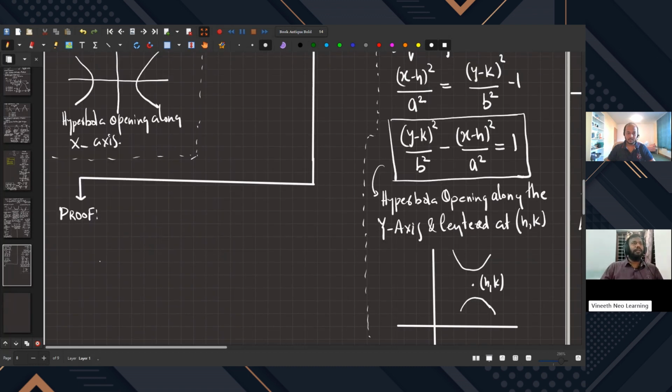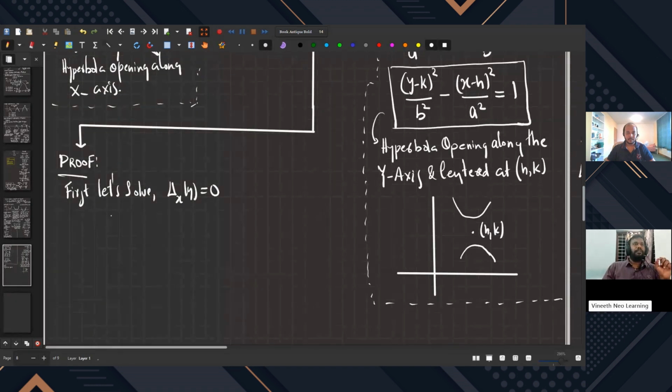First, let's solve the equation, delta x of y equals 0. Your idea is correct. Essentially you are correct, but we have to make it more clear. So what is delta x of y? Delta x of y is b squared minus 4ac. Joe, solve it. I'm too lazy.